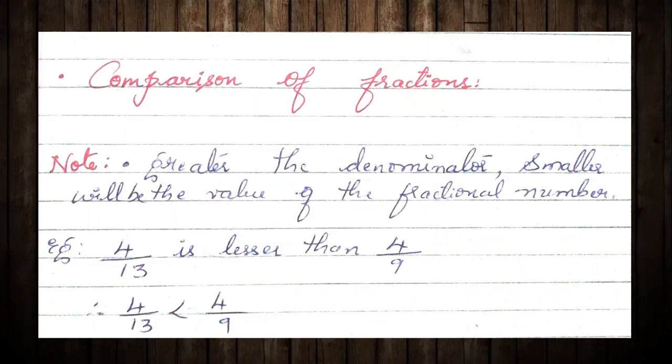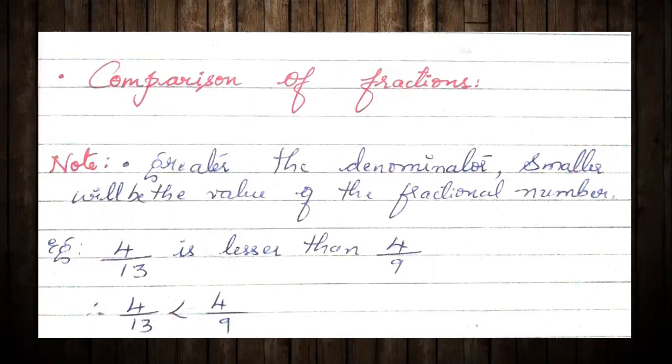For example, 4 by 13 is lesser than 4 by 9. In the denominator of the first fractional number it is 13, and in the next fractional number the denominator is 9. Which one is greater? The first fractional number, 4 by 13, has 13 in the denominator, which is more than 9. So 4 by 13 is less than 4 by 9.